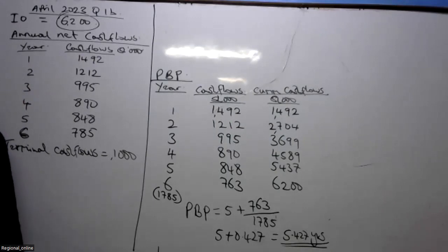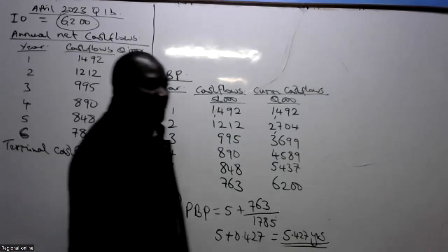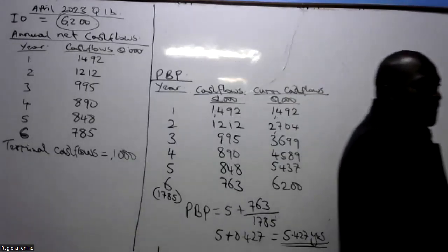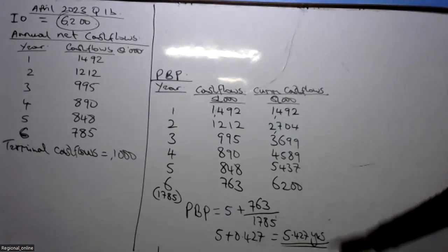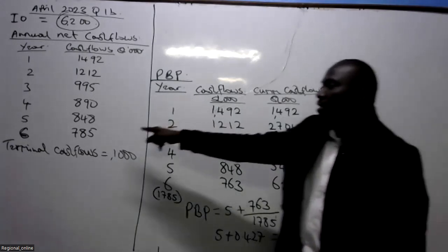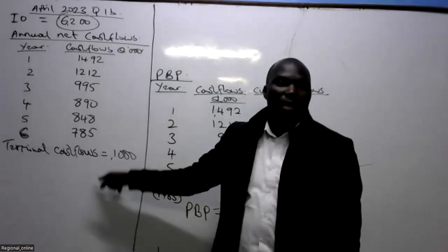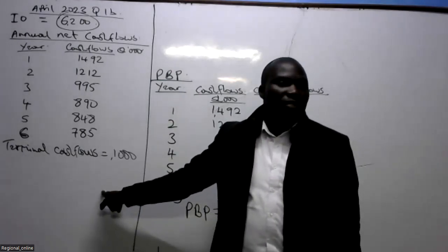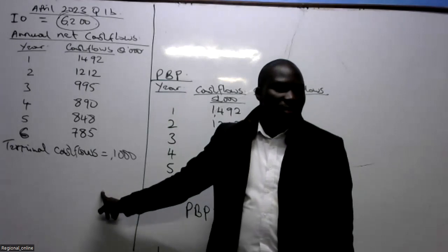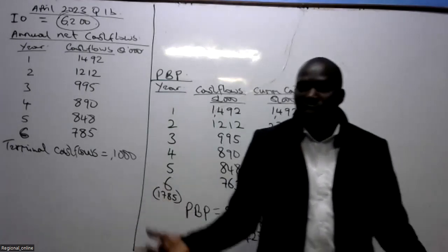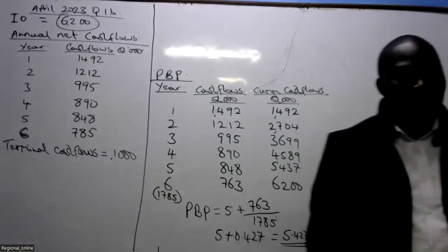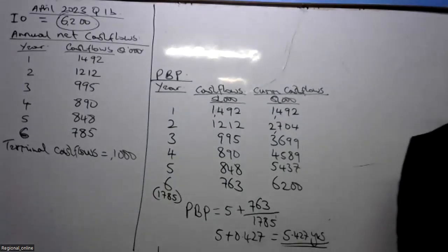So that is the project you should tell the management to run away from, because it's not even able to pay back itself. If it gets to 6 years and it has not been paid back, we will simply say that the project has no payback period. The project is not able to pay back itself. But it's very rare for the examiner to give you such kind of a question.